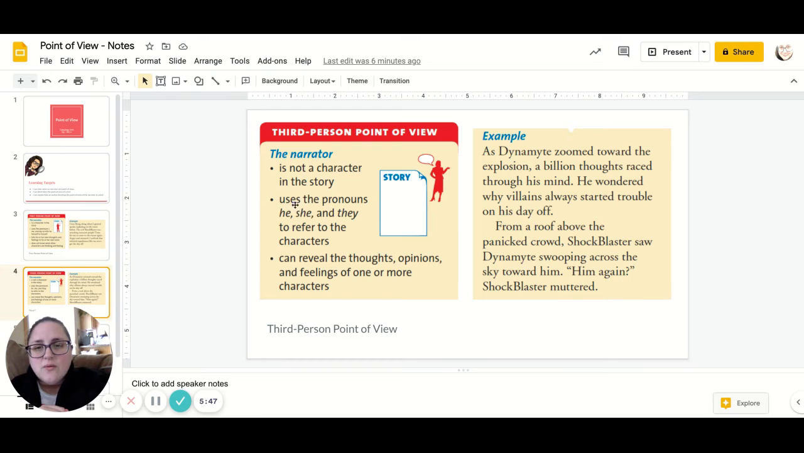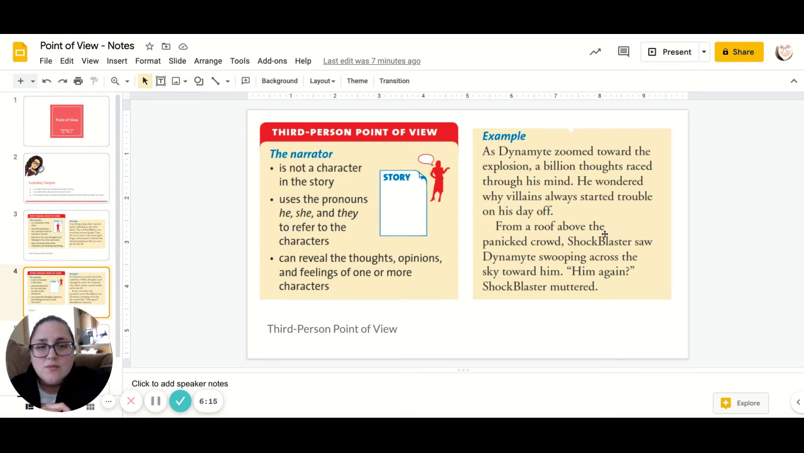All right, so we can identify that this is third person point of view by the use of the pronouns he, she, him, and they. And we can see here the thoughts, opinions, and feelings of one or more characters. So we have Dynamite wondering why villains always start trouble on his day off. And then we get to hear from Shock Blaster as Dynamite is swooping towards him. "Him again," Shock Blaster muttered.